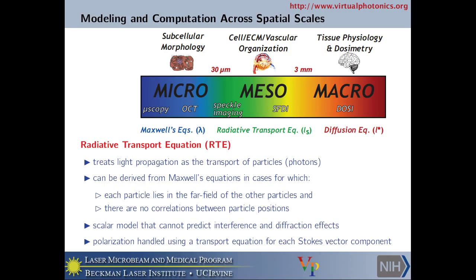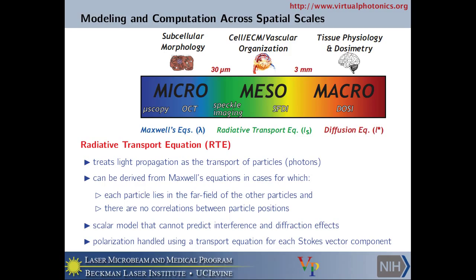And polarization can be handled using a transport equation, and we'll talk about this real quickly for each Stokes vector component. Stokes vectors are a way of representing the polarization state of light. It's a vector with 4 components. And one can modify the radiative transport equation to handle polarization if one solves for the various elements of the Stokes vector.